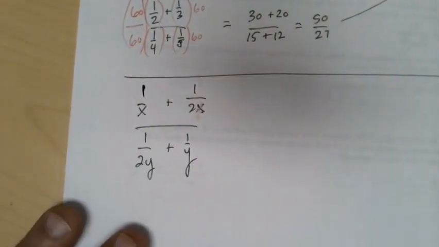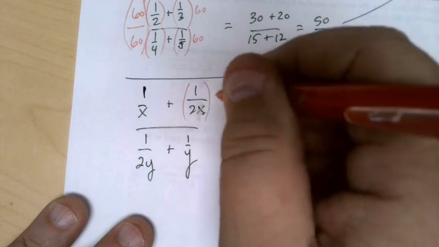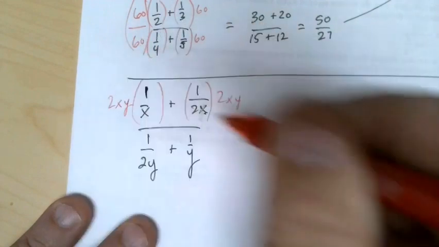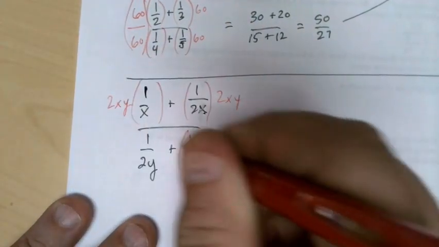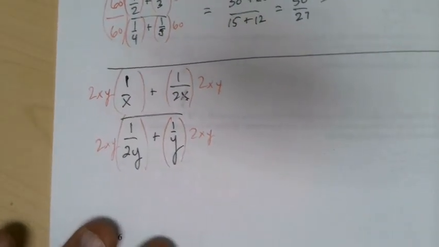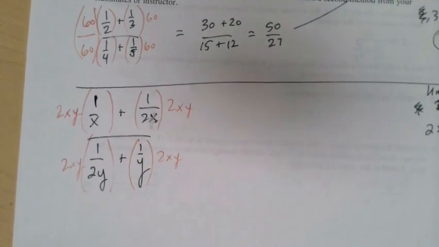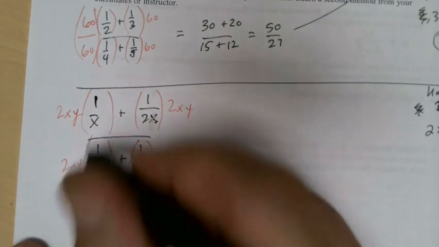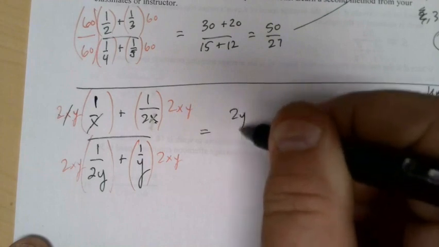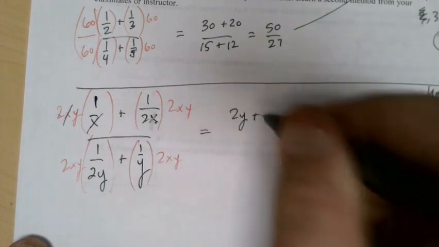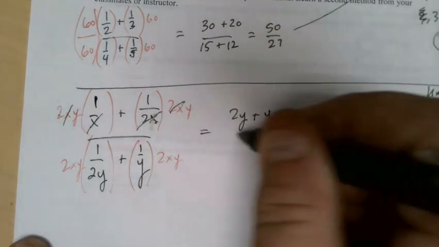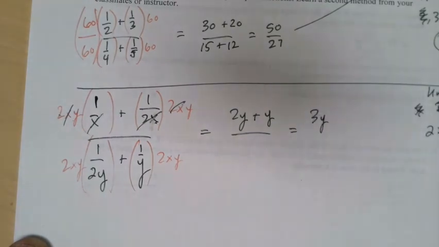So I'm going to multiply everything by 2xy. So I multiply that, and that, and that, and that by 2xy. Now check out what happens here, guys. Here, the x cancels out the x, and I have 2 times y times 1. So 2y plus the 2x cancels that 2x, and I have 1 times y, 2y plus y. Well, 2y plus y is 3y.